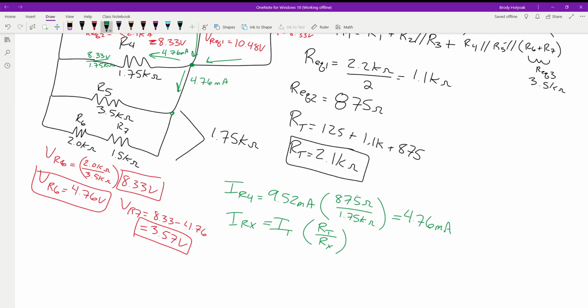Now, that 4.76 is going to hit this node, and it's going to split again. How is that going to split? Evenly, because again, we have 3.5 k ohms of resistance. So even using Kirchhoff's current law, we can track this current as it goes through each individual node. So in this case, we're going to have 2. How much? 3.8 milliamps.